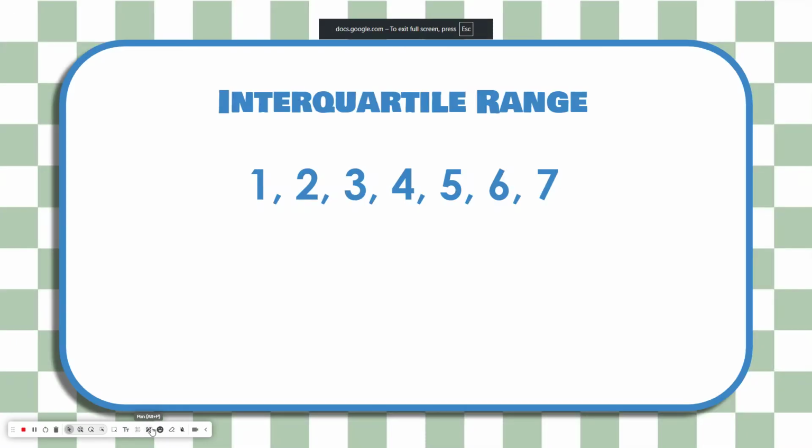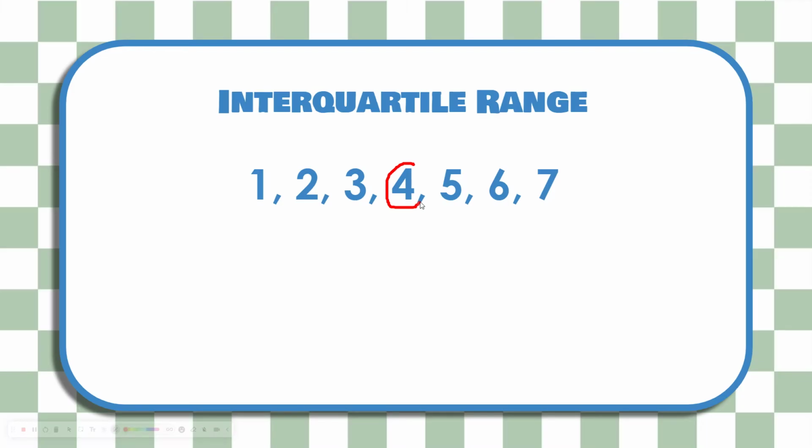I'm going to use the pen tool again. All right, so let's say we have a very simple data set. 1, 2, 3, 4, 5, 6, 7. What we're going to do first is find the median. So if we cross them off till we get to the middle, you can see the median would be 4.